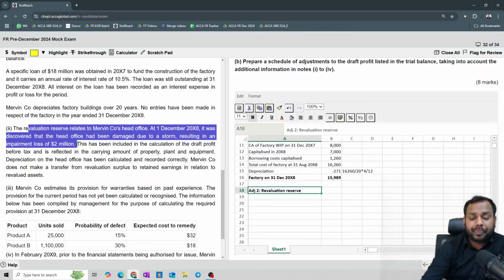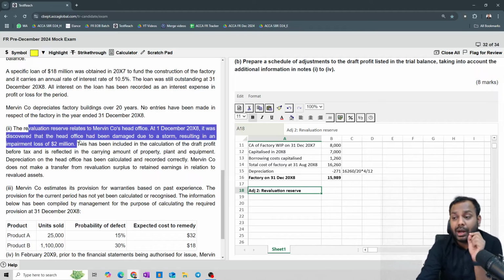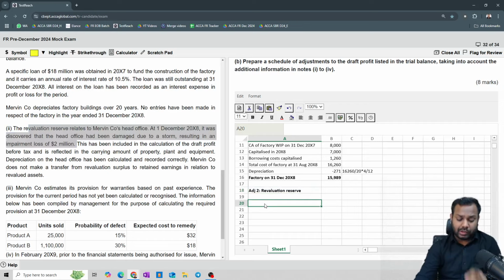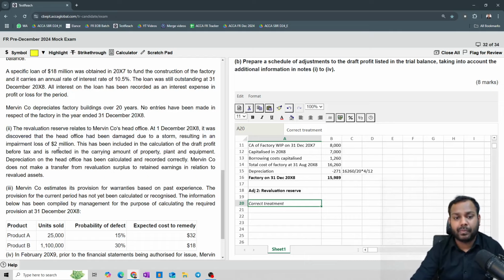Now tell me, impairment loss of 2 million. What should be the correct treatment?